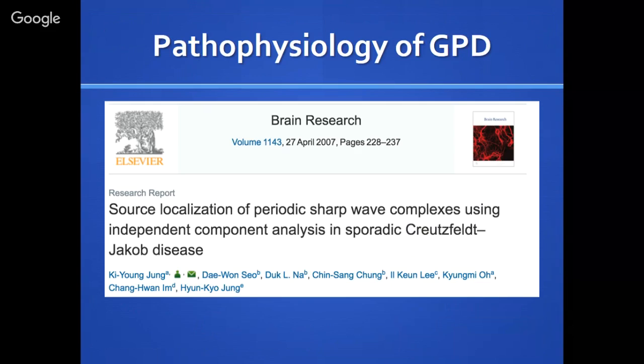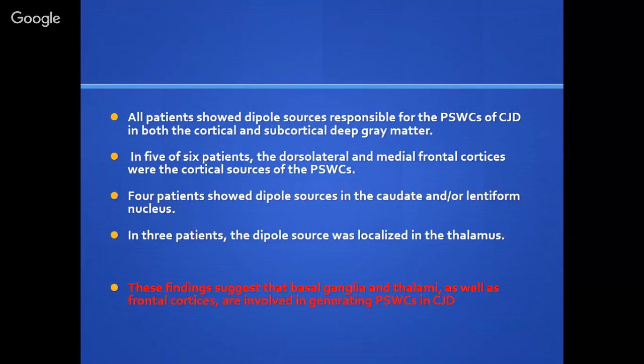Source localization of periodic sharp waves, maybe that was associated with CJD. This is one I haven't seen in a long time. Source localization of periodic sharp wave complexes using independent component analysis in periodic CJD. All patients showed dipole sources responsible for periodic sharp wave complexes of CJD in both the cortical and subcortical deep gray matter. These findings suggest that basal ganglia and thalami, as well as frontal cortices, are involved in generating periodic sharp wave complexes in CJD. So we talk about the pulvinar sign, the thalamus, and the basal ganglia involvement, and we saw the MRIs. That's what these papers do.